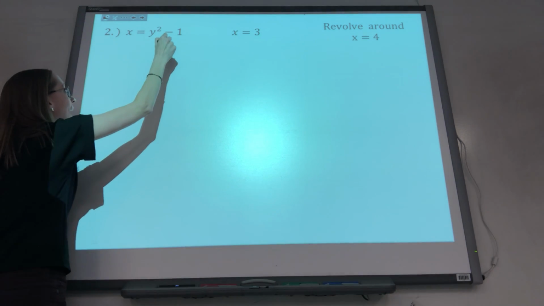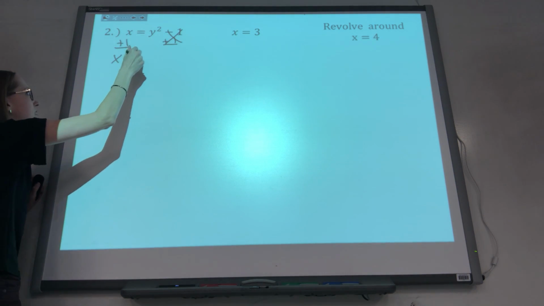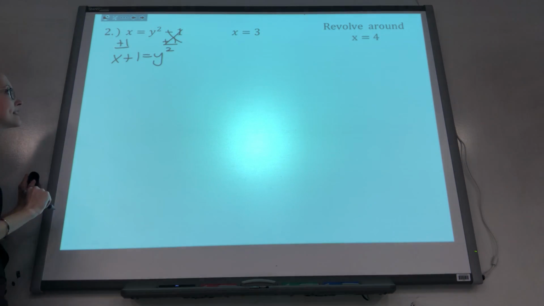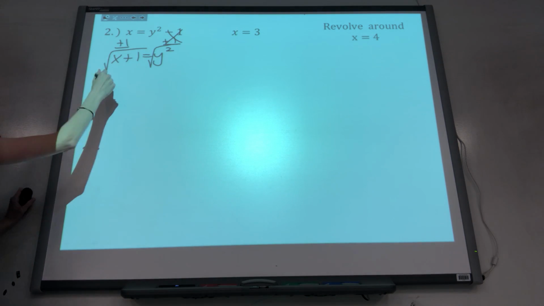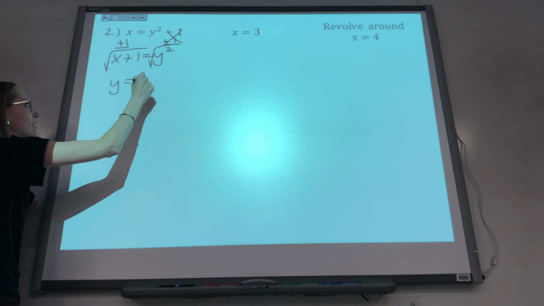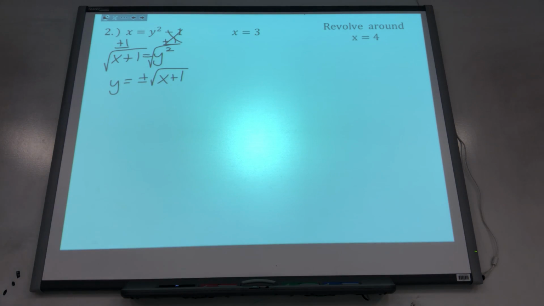All right, I'm going to add 1 to both sides. That says x plus 1 equals y squared. Square root both sides. Now technically, I would need that plus or minus out front. So it says y equals plus or minus the square root of x plus 1.